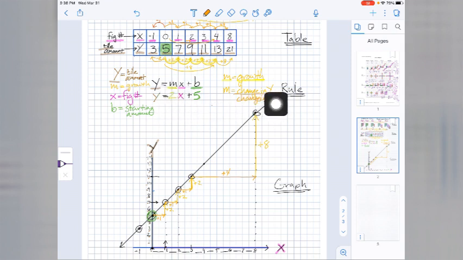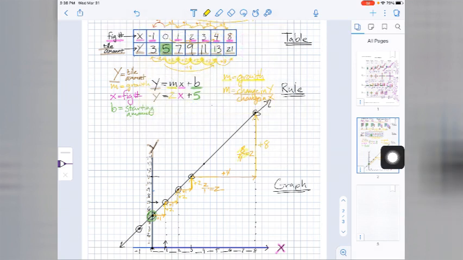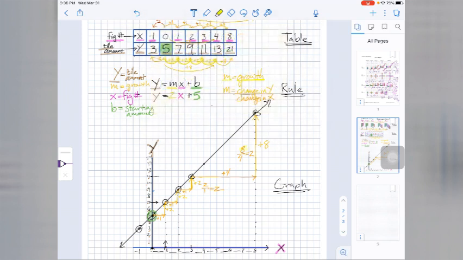When X is changing by 1, Y is changing by 2, so M is 2 because it's 2 divided by 1. But when Y is increasing by 8, the change in X is 4, so we do 8 divided by 4, and that is still 2. So 2 divided by 1 equals 2, and 8 divided by 4 equals 2. So M is going to be equal to 2 no matter what. I'm going to highlight all that yellow, not green, so you guys can see that.